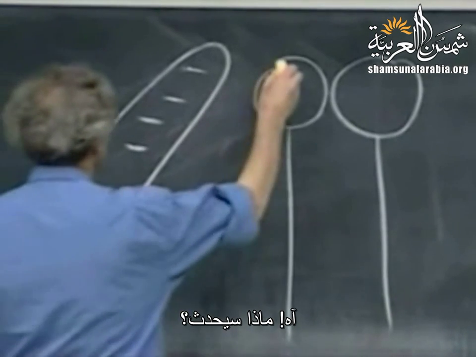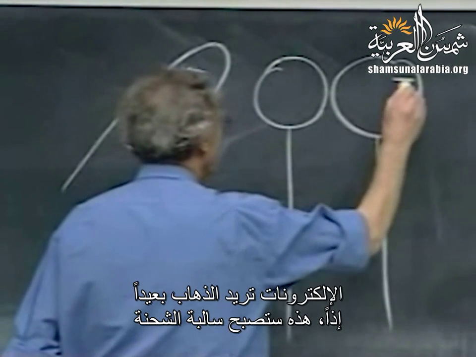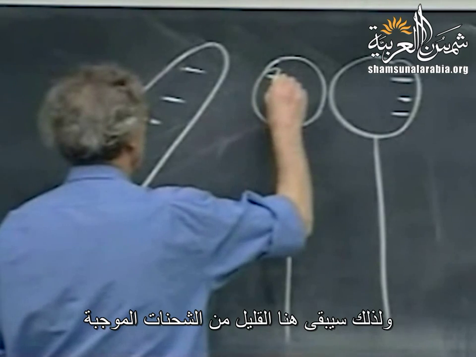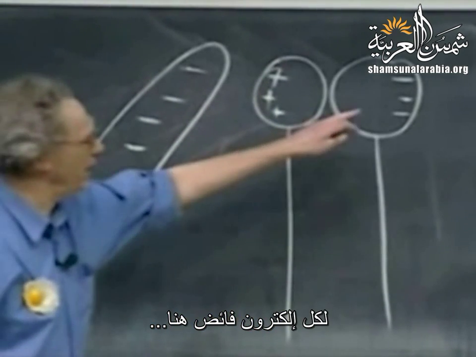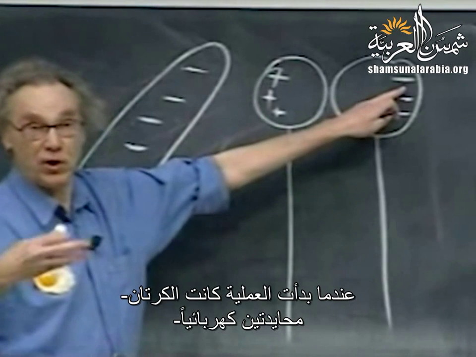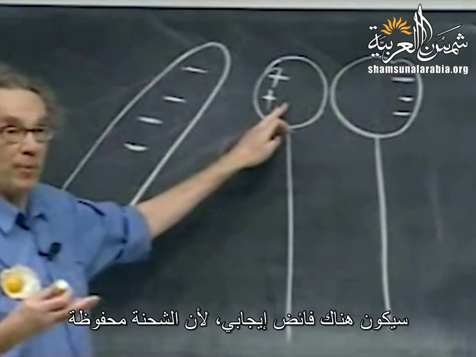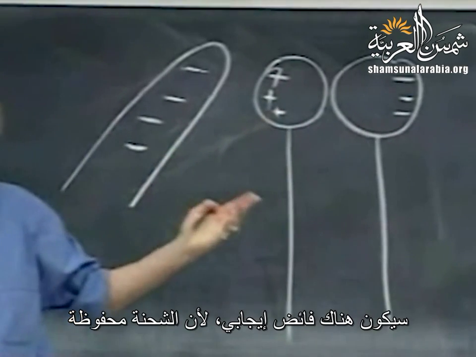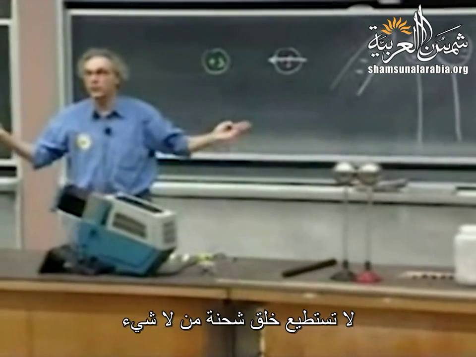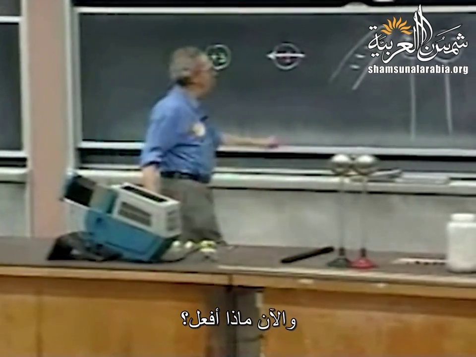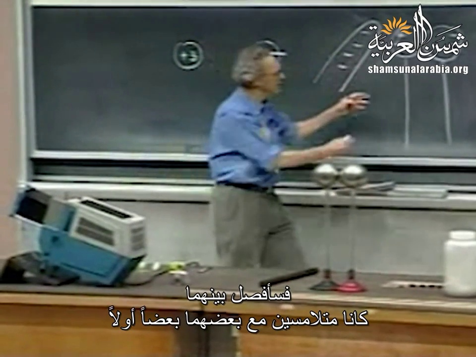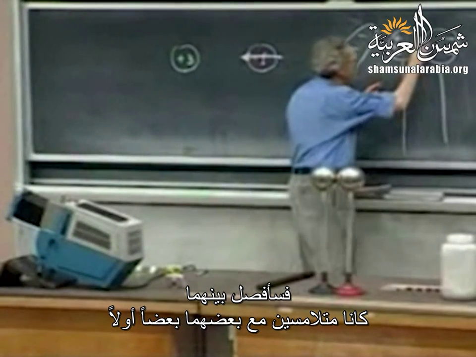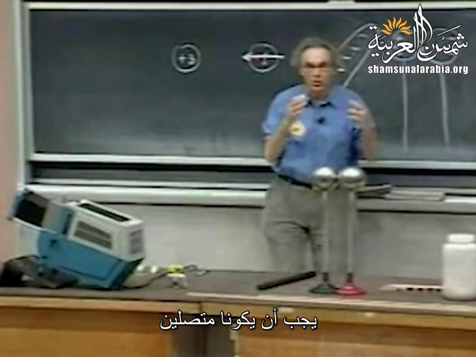What's going to happen? The electrons want to go away, so this becomes negatively charged, and therefore this remains a little bit positively charged. When I start, it's neutral, so for every one excess electron here, there will be a positive excess there, because charge is conserved. You can't create charge out of nothing. Now, while the rubber rod is still there, I separate them. They have to be in contact first.